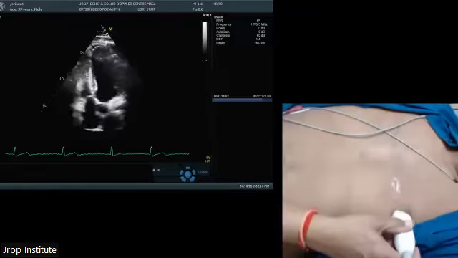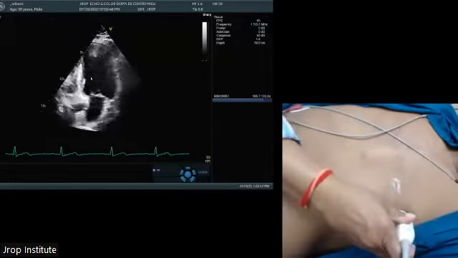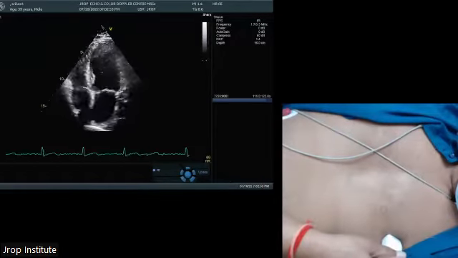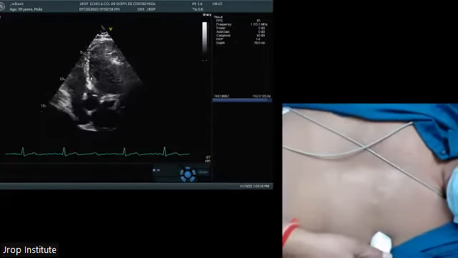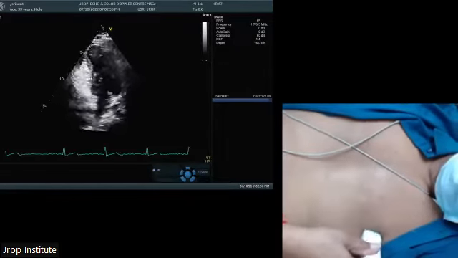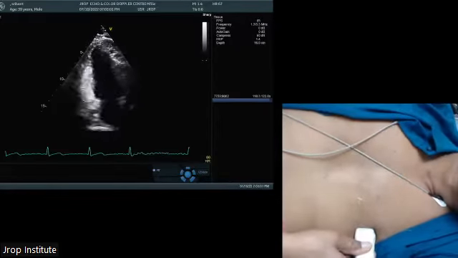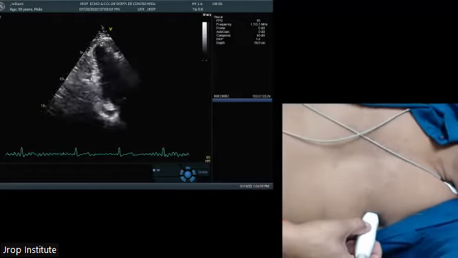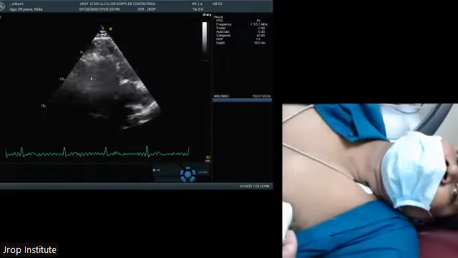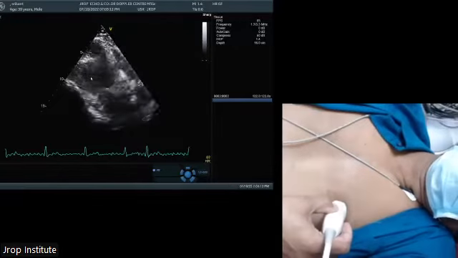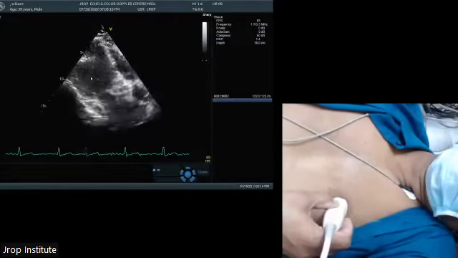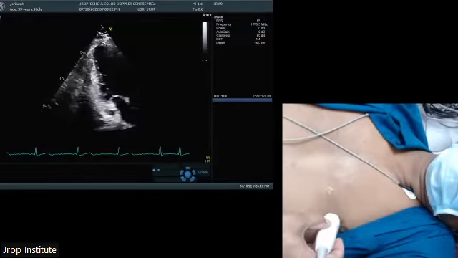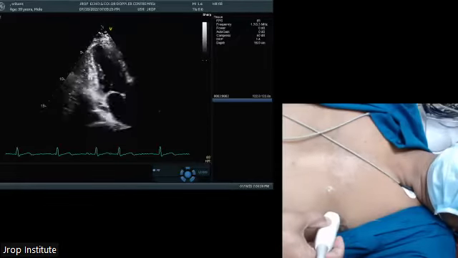Go back. 4-chamber view. Footprint looking toward the aorta. Back. 2-chamber view, counterclockwise rotation to the 2 o'clock position or 1 o'clock position. Further counterclockwise rotation, 3-chamber view. Right? So these are all 6 windows we see in the apical windows.